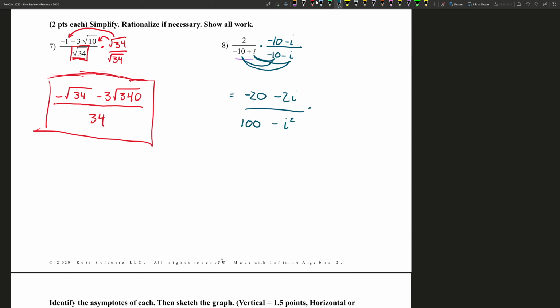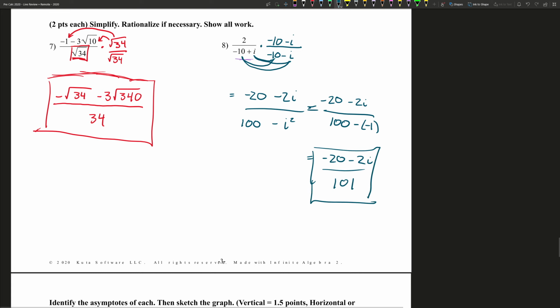All right, so when we simplify this a little bit, we get negative 20 minus 2i over 100, and then i squared is always going to be negative 1, so we have minus a negative 1, so it's negative 20 minus 2i over 101. And that's our answer. All right, so that's number 7 and 8. Again, that has to do with rationalizing and imaginary numbers. And then we get to the last problem.